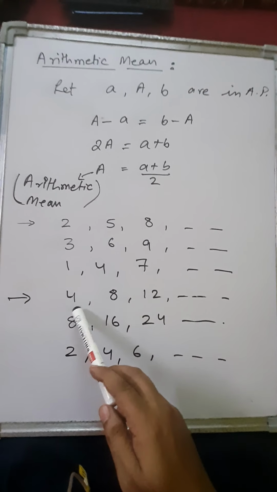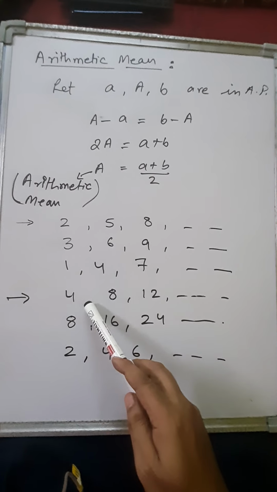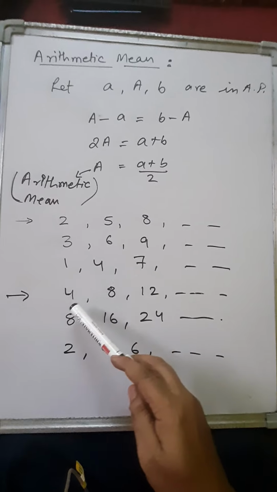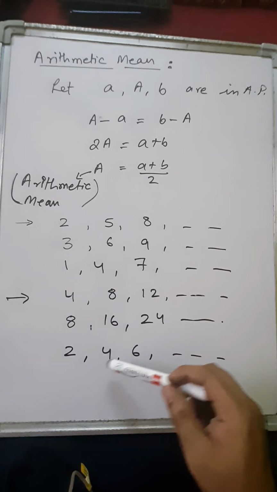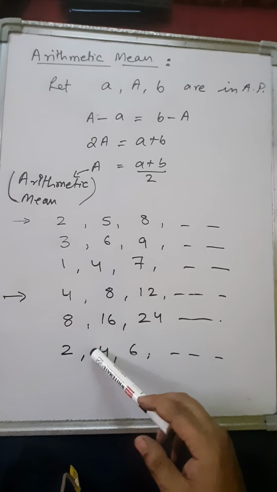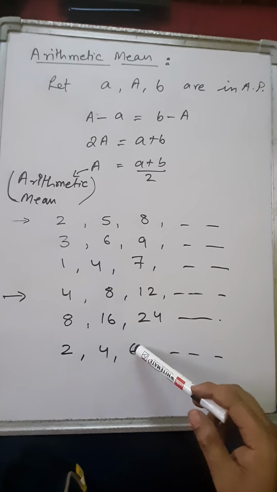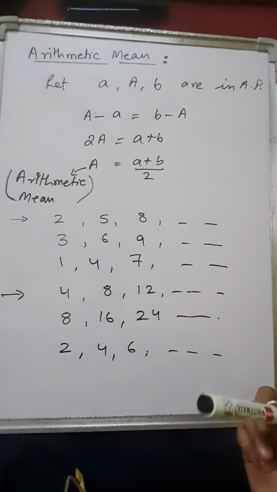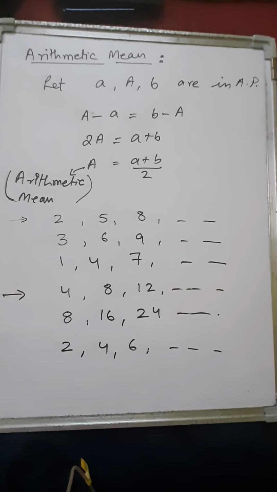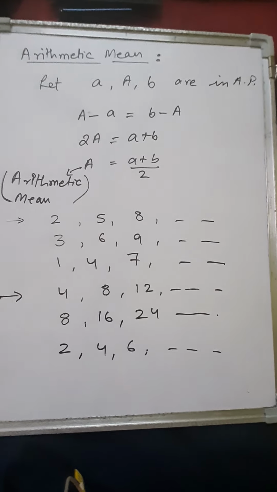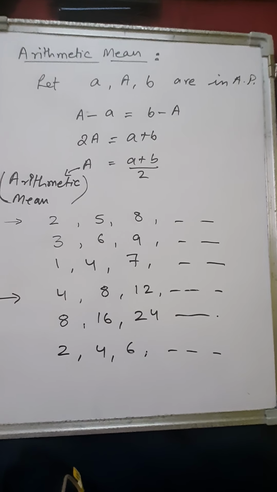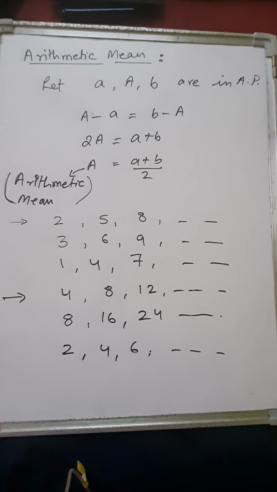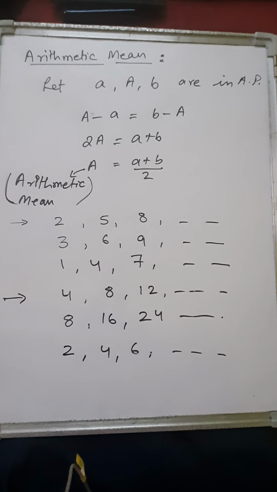Let's divide all the terms by 2. 4 upon 2, 2, 8 upon 2, 4, 12 upon 2, 6. Is this an arithmetic progression? Yes. 4 minus 2 is 2. 6 minus 4 is 2. The common difference is the same. That means it is an AP. Right, children? If you have any confusion, just rewind the video and hear all the concepts again.